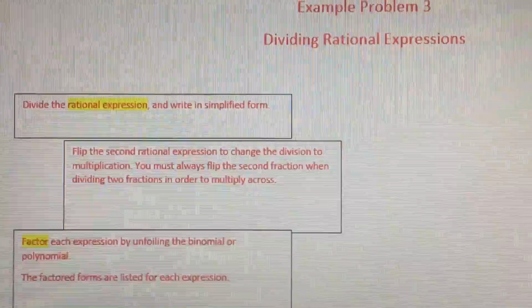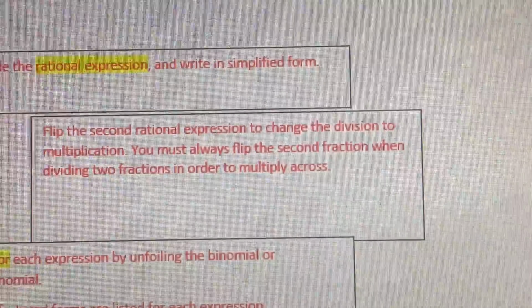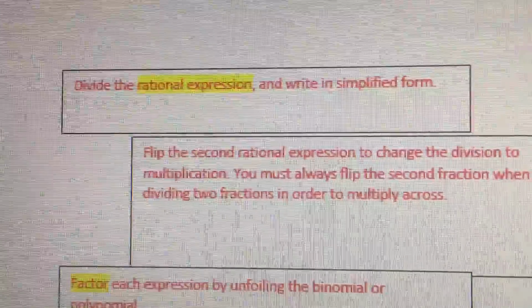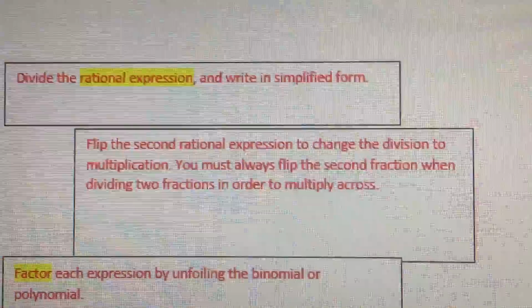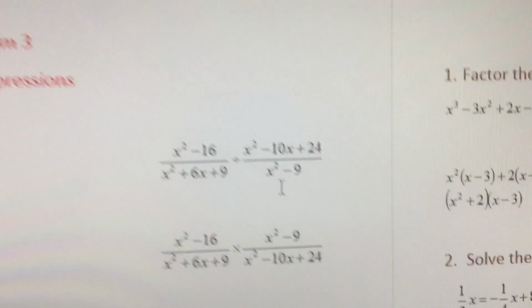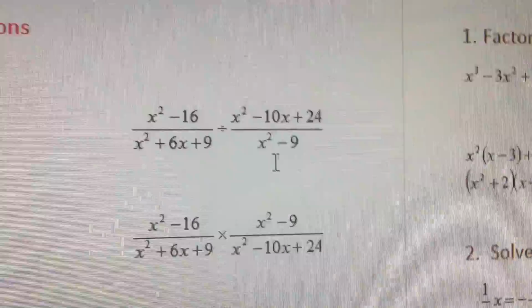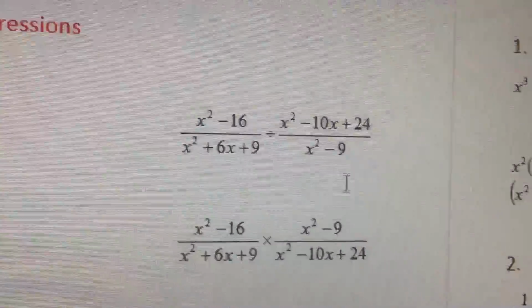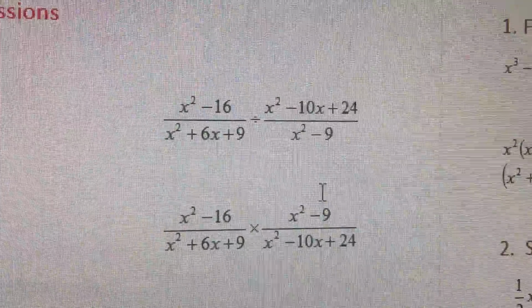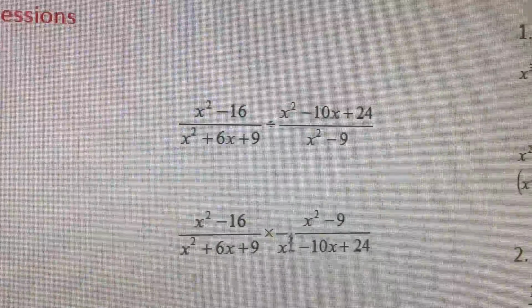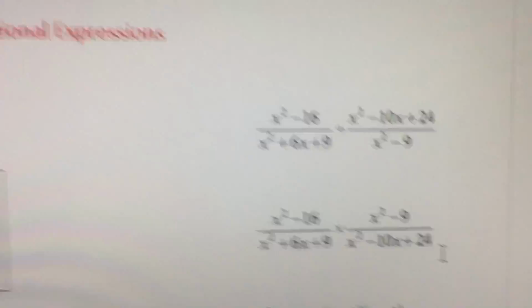Now, since we're dividing fractions, we know the rule. To change it to multiplication, we have to flip the second fraction. Then we can multiply across, which makes it a lot easier for us. So the first step is simply to flip the second fraction. We put the x squared minus 9 on the top and the x squared minus 10x plus 24 on the bottom. That's pretty easy, isn't it?